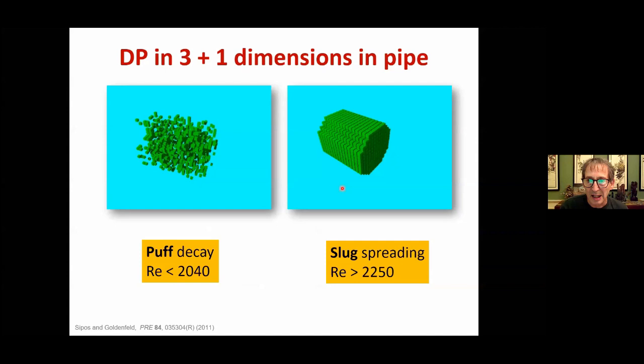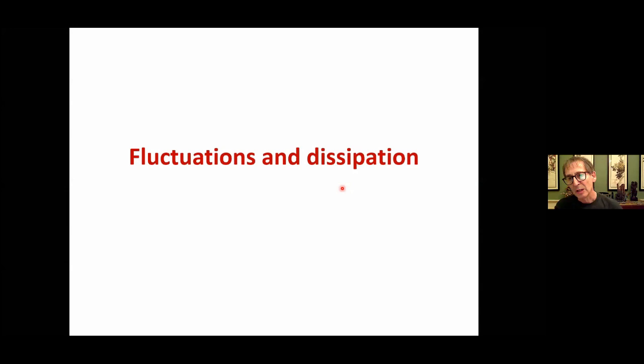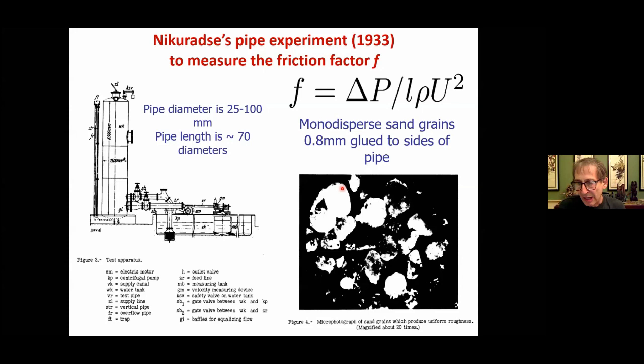So in fact, I'm going to skip this one. I may come back to it later. What I'd like to turn to now is my second course topic, which is fluctuations in dissipation in turbulence. So the question that we're now focusing on is: how much friction does turbulence generate?